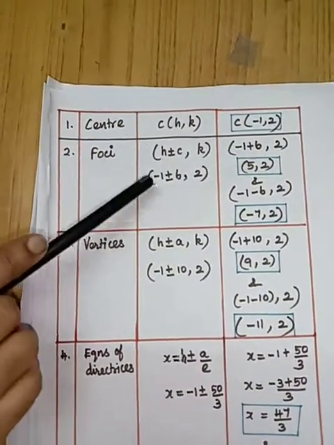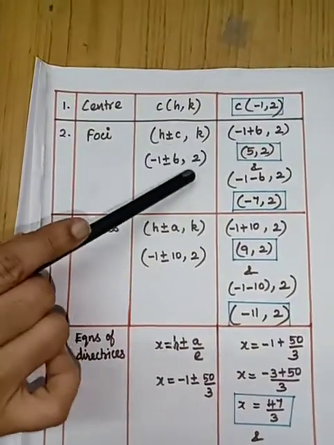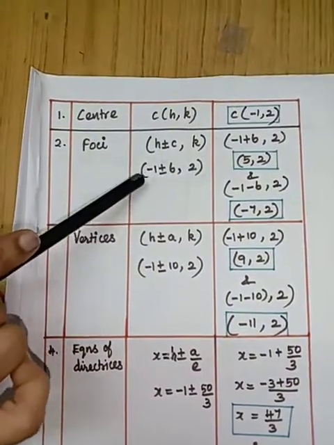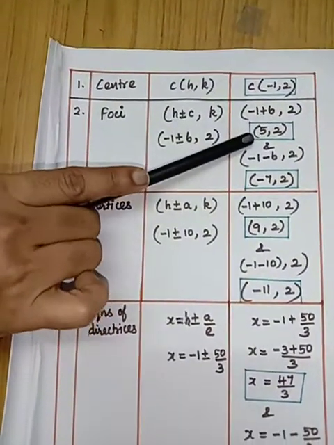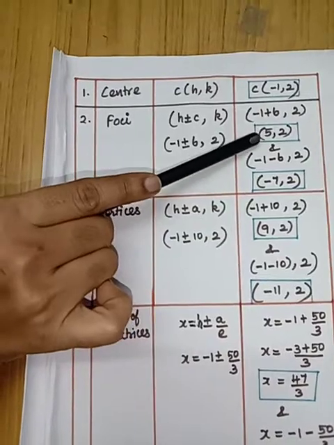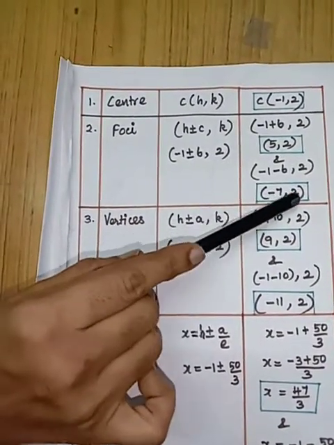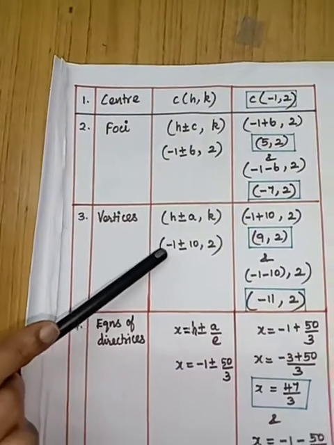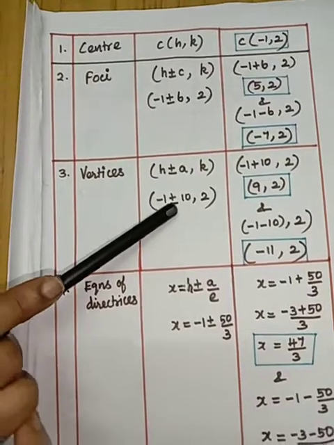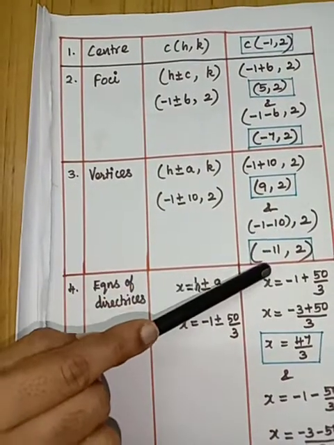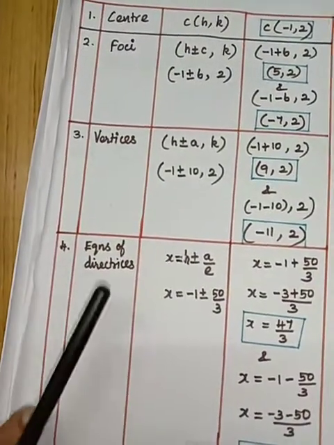So h is minus 1, c we have found is 6 and k is 2. So you have to calculate this. What is minus 1 plus 6? Minus 1 plus 6 is 5. So one focus is 5 comma 2. Another one, minus 1 minus 6 is minus 7, so minus 7 comma 2. Next one, minus 1 plus 10, that is 9 comma 2. Minus 1 minus 10 is minus 11 comma 2. So there is no change in the y coordinate, only the x coordinate has to be changed.